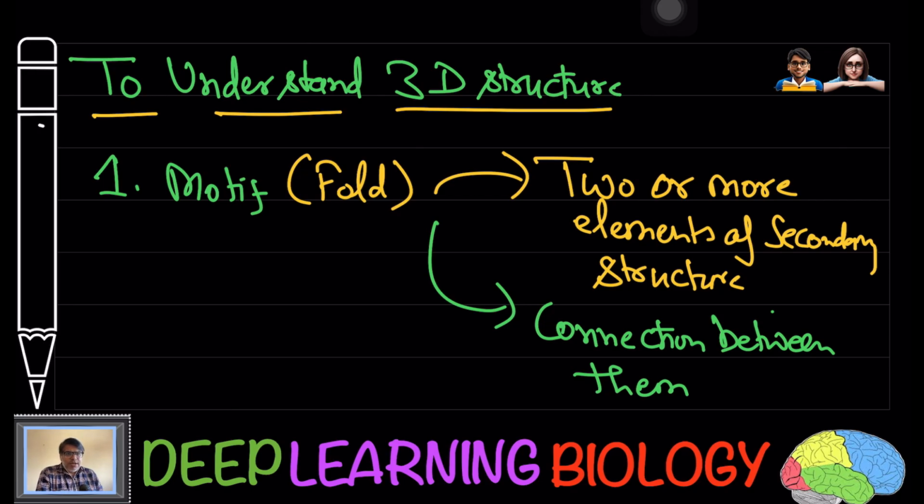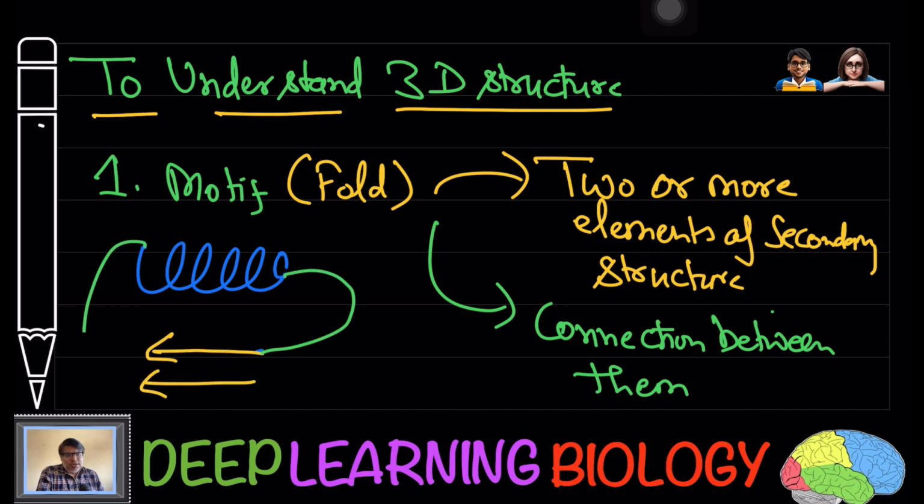It will be clear if you are going to see this picture. Now try to see here. Here the blue color and the yellow color arrows are secondary structure. The blue one is a helix, and the yellow arrow is a sheet. So you see these helix and sheets have been joined through connections. So this represents one motif.